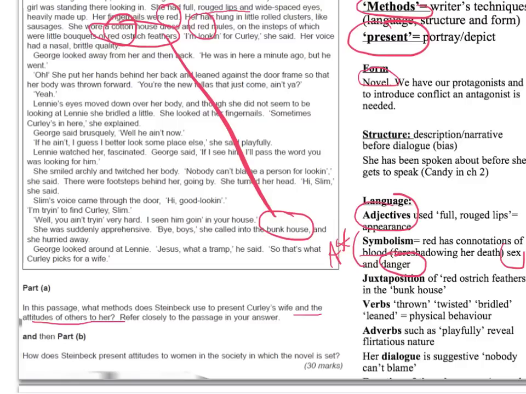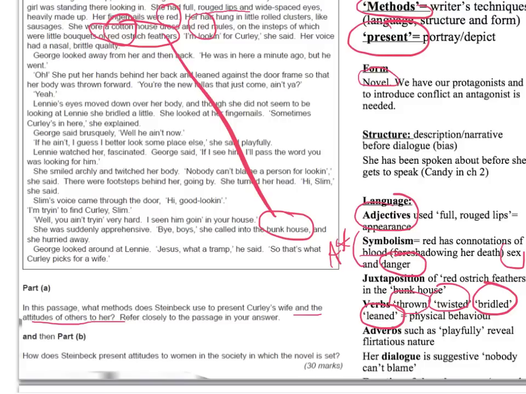I would hope that a number of you would think about the way that her physical behaviour is depicted and presented to us, and that we've got a number of verbs such as thrown, twisted, bridled, leaned, just to reinforce the physical behaviour that she is.